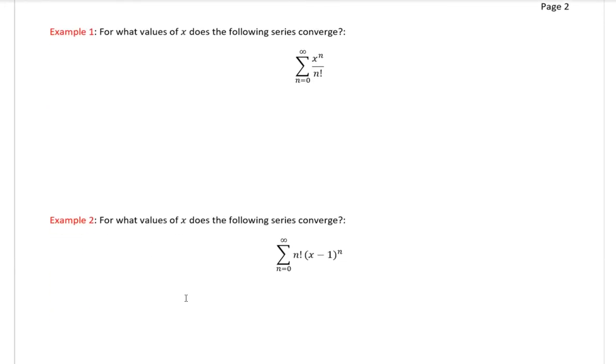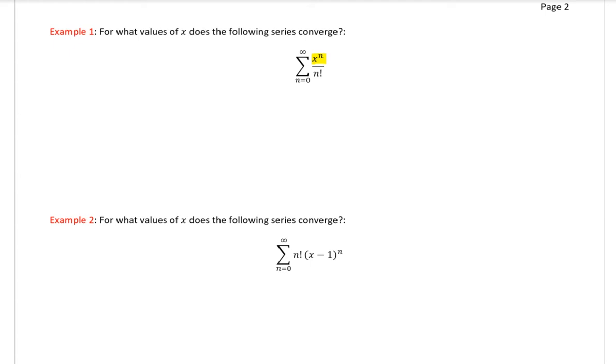Example 1: for what values of x does the following series converge? Note that this is x to the n over n factorial. This may look different than what we had before, but the main thing you want to focus on to recognize it as a power series is the fact that you see x to the n power. That makes it a power series. Since this is a power series, what we want to do is evaluate this as a limit, and we're going to do the limit of successive terms because we're going to do the ratio test here.